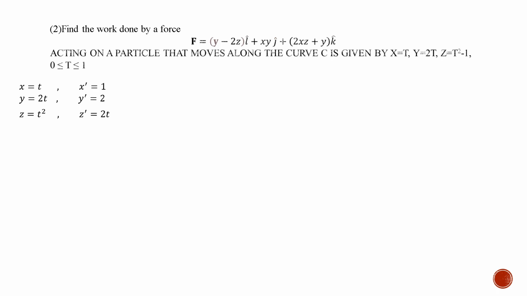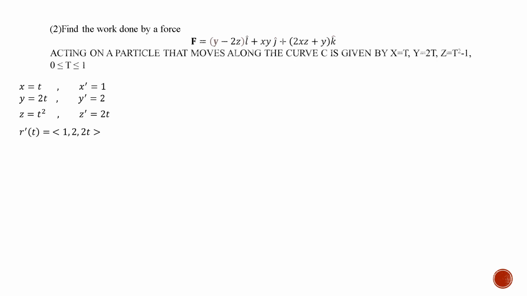From the curve given, we get the parametric equations that we can differentiate to get r prime and then put it into the formula. So differentiating x = t, we get 1; y = 2t, we differentiate and have 2; and z = t², we differentiate and get 2t. And then we write it as a parametric equation.